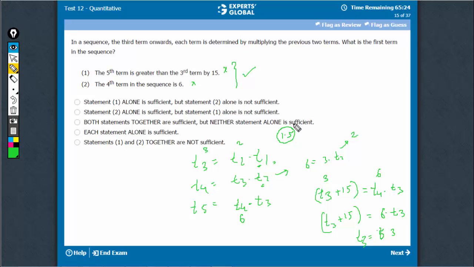Again, it's only to explain you. On the GMAT, please don't spend time in finding out the value. The moment you got here, one equation, one variable, you knew that you'll be able to trace it back and find the value of T1. C is the right answer.